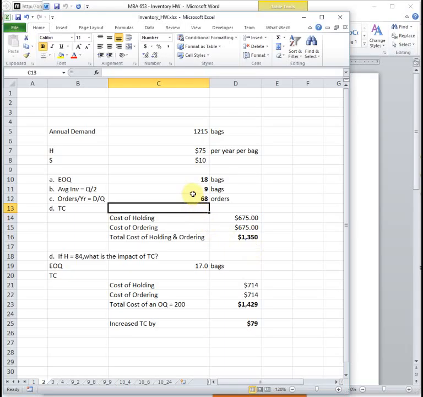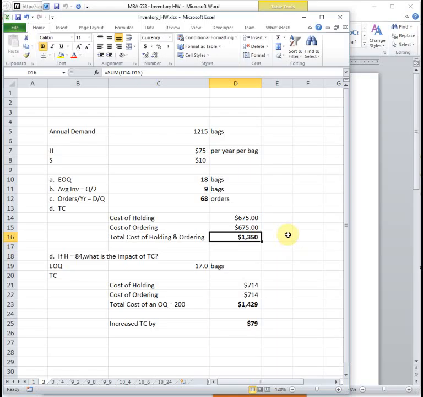When you follow the economic order quantity formula and determine your order quantity, then the cost of holding and the cost of ordering will be exactly the same. That's one check. And so that's the cost of your inventory policy. Keep in mind, that's not the cost of buying the bags at all. That's just the cost of your inventory policy.